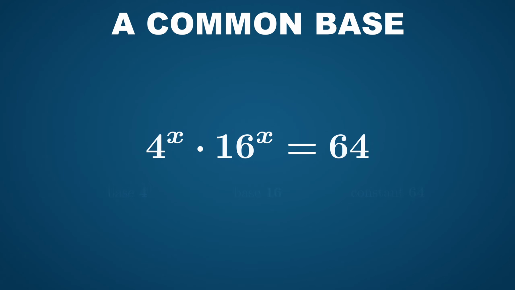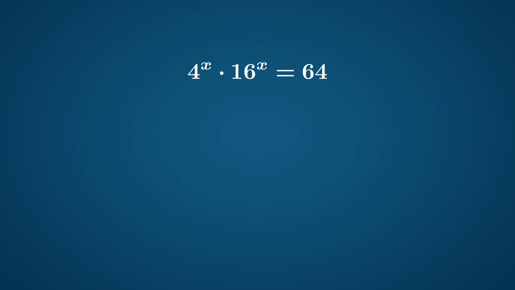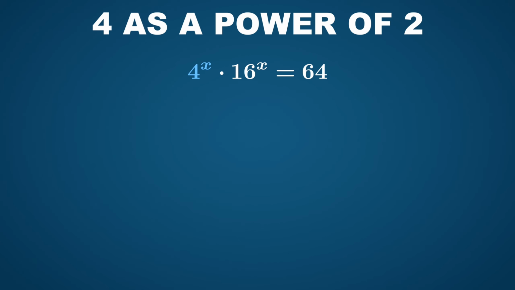It is very helpful to express all these numbers with a common base. The smallest integer base we can use for these numbers is 2. Let us rewrite the number 4 as a power of the number 2. We know that 2 multiplied by 2 is exactly equal to 4. Therefore, we can replace the number 4 with 2 squared.